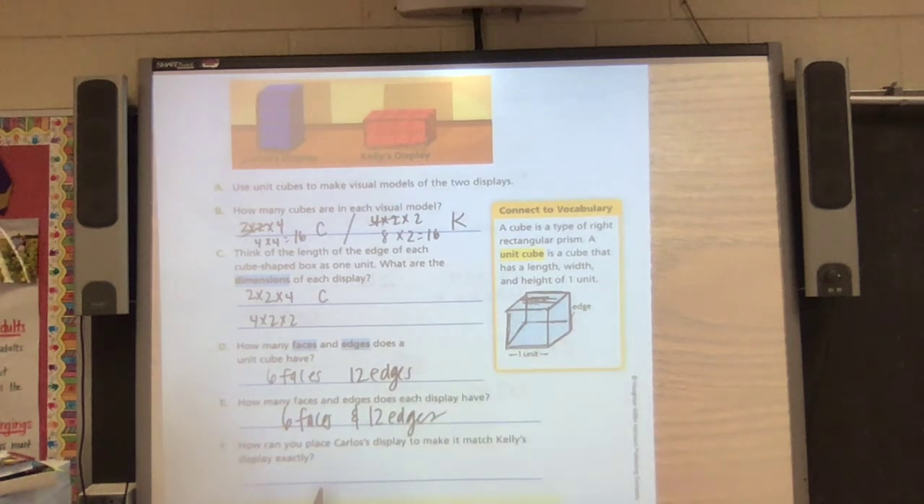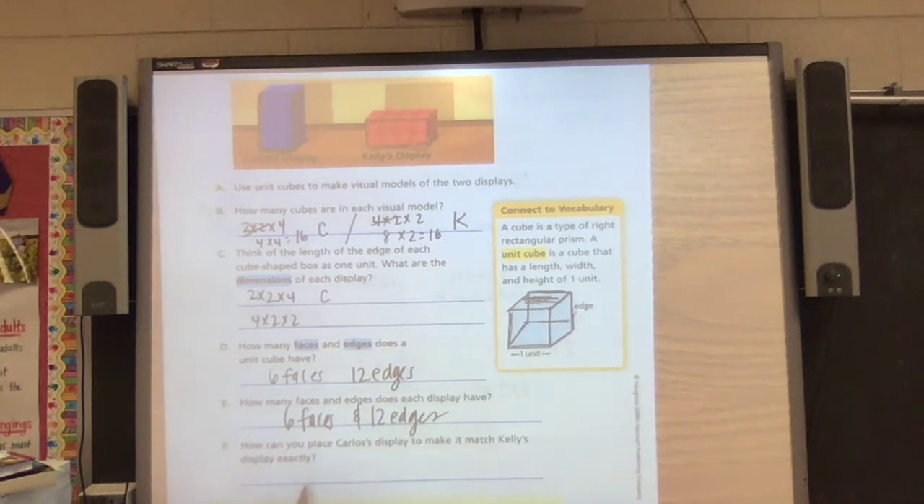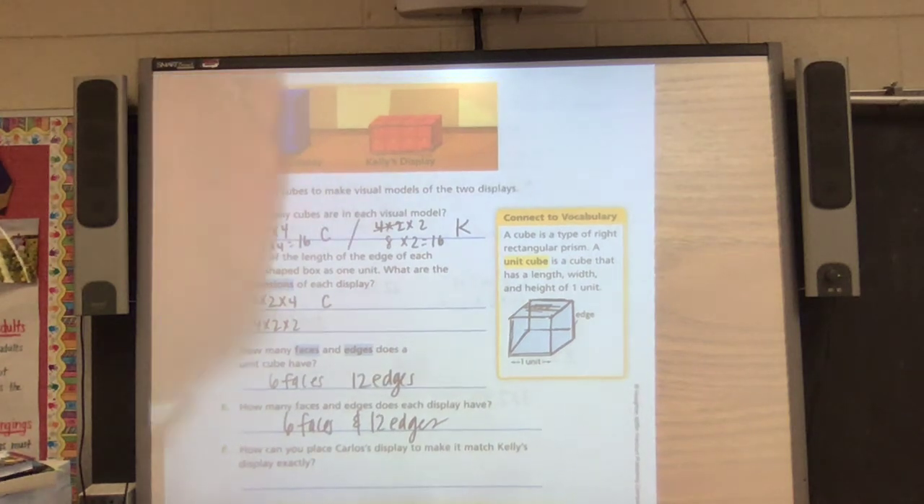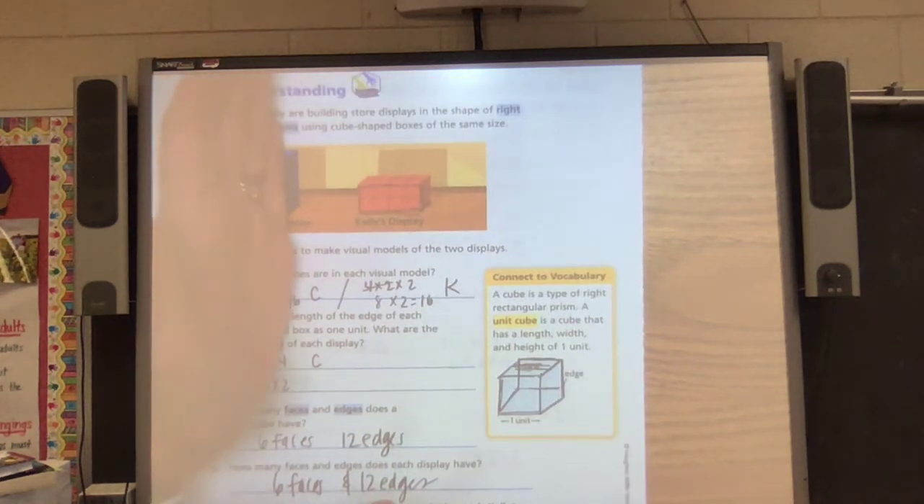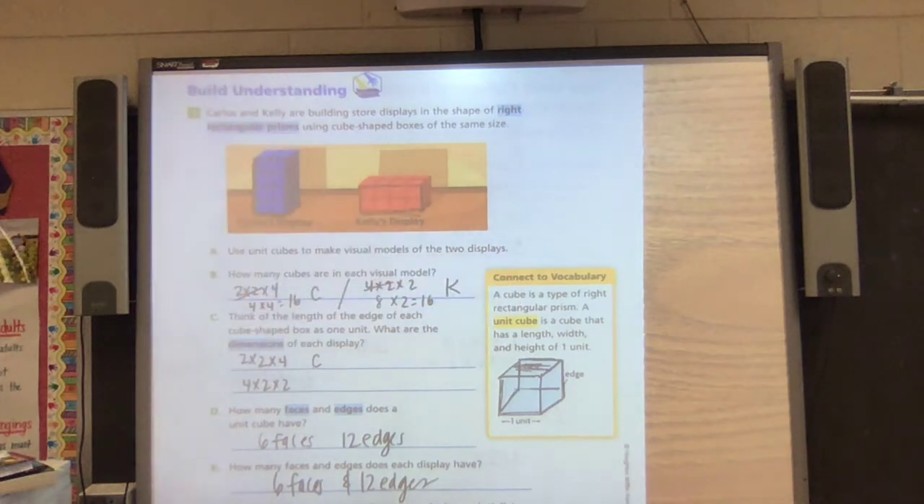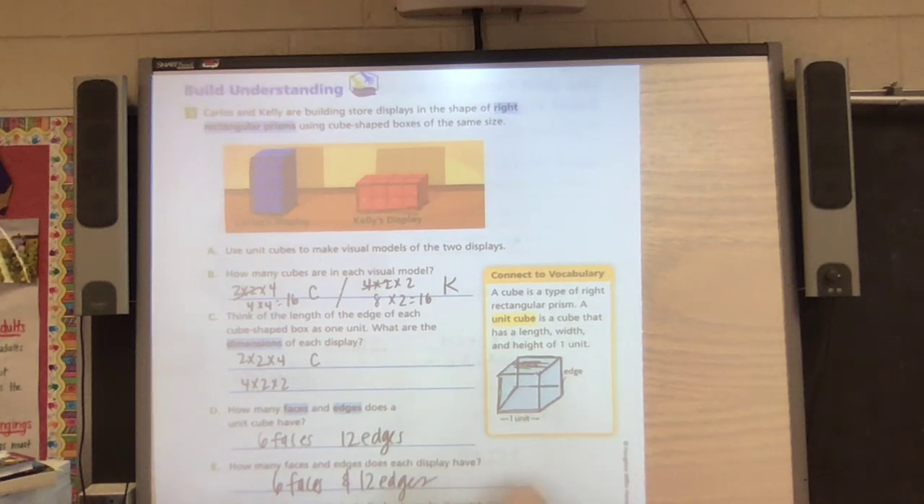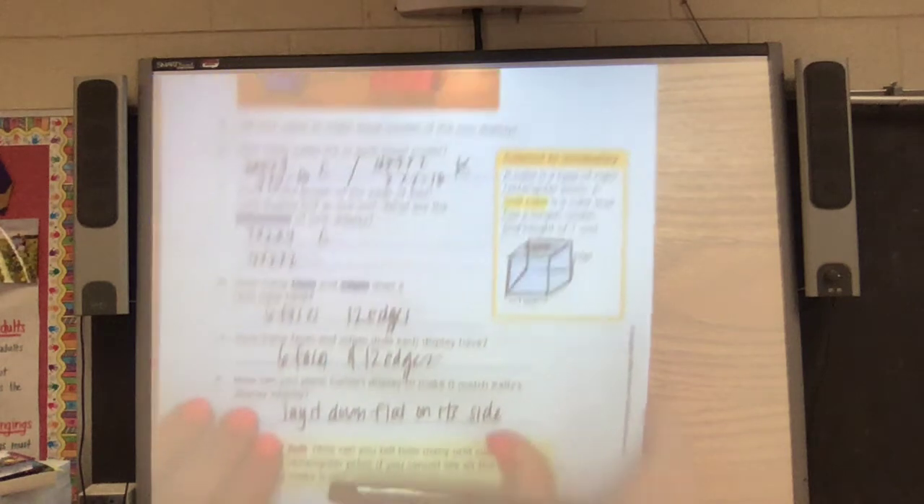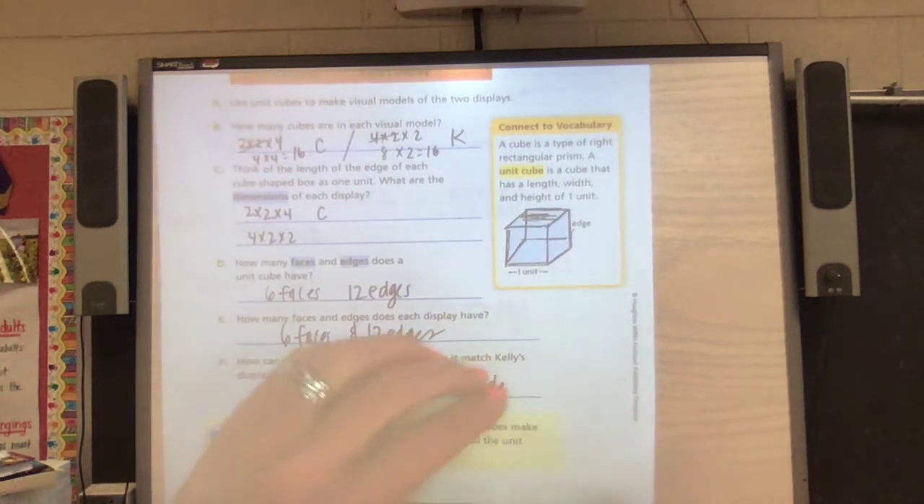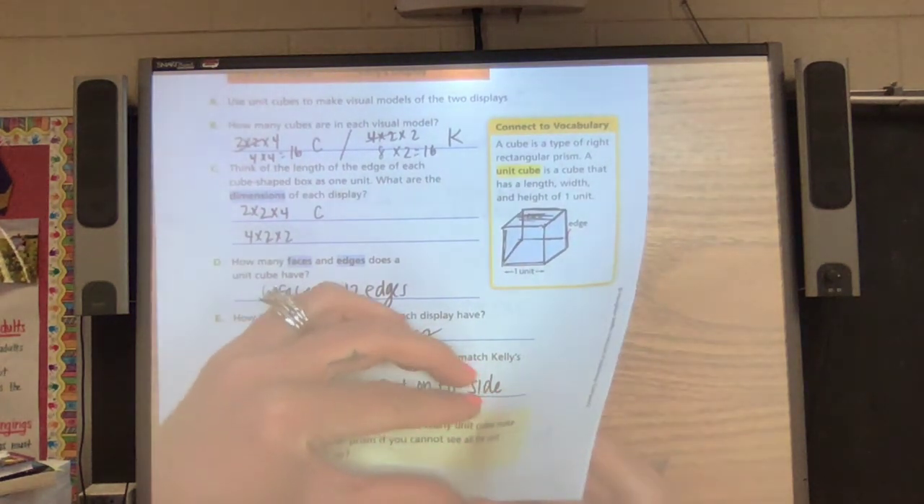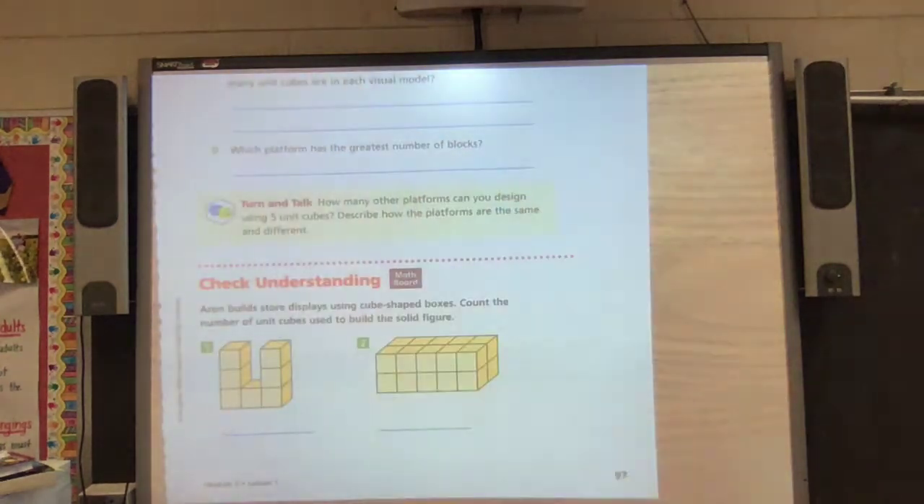How can you place Carlos's display to make it match Kelly's exactly? Well, look at Carlos's. If I take it here and I just lay it down flat, it's going to be the exact same thing. So I'm just going to lay it down flat on its side, and it's going to be that same thing. All right, let's turn the page.